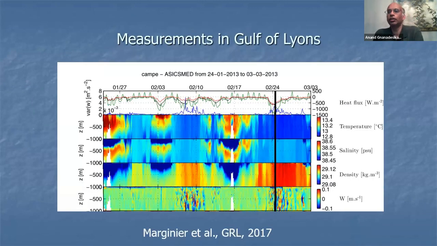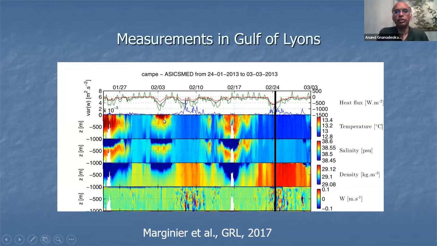Okay, so you just heard about convection in the atmosphere. This is an example of what convection looks like in the ocean. The top panel here, the green lines show heat flux over a period of about a month. Each of these little green bumps is the daytime, and then you have some convection at night, or some storms that come through, and you get convection at night.